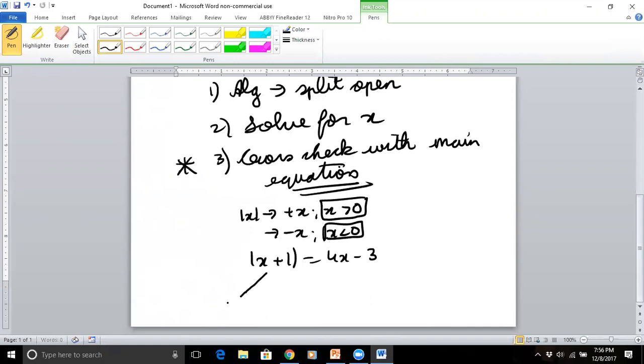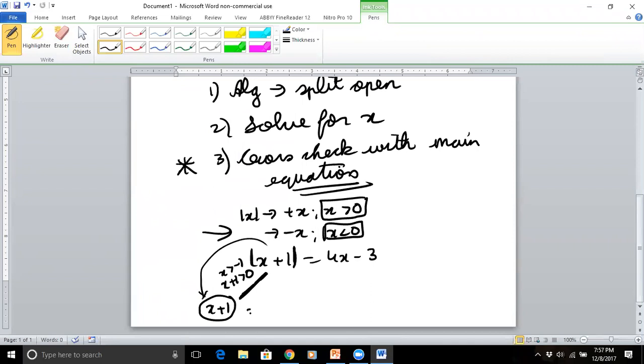The reason why you're working with the algebraic approach is that it makes it easier for you to split open the mod. But you need to understand you have to satisfy the actual definition of mod. So mod of x, in this case, x is x plus 1. Mod of x is plus x when x is greater than 0. That is when x plus 1 is greater than 0. What comes out of this mod would be a positive x plus 1. Or when x is greater than minus 1.